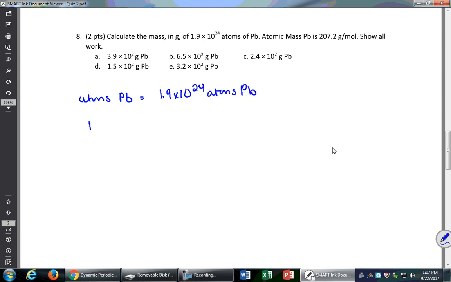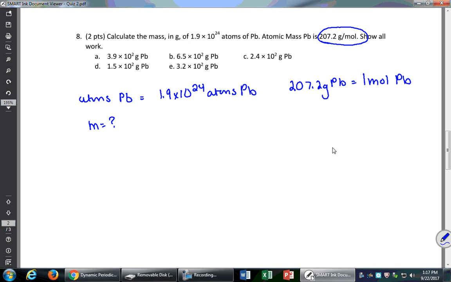We want to know mass. And I gave you this just for time constraints, but you could look up on the periodic table the atomic mass of lead. The atomic mass of lead is 207.2 grams per mole. That's my relationship between grams of lead and moles of lead. So what this tells me is for every 207.2 grams of lead, I have 1 mole of lead. That's my relationship.